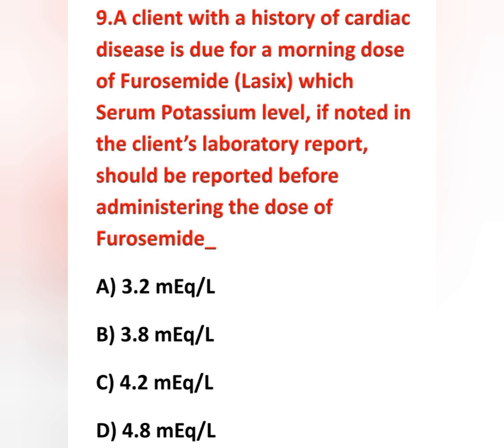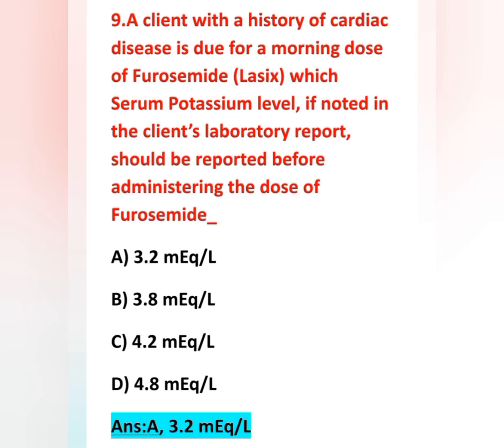Here our question is, a client with cardiac disease is taking furosemide. Before administering furosemide, which serum potassium level is reported to the physician by the nurse, and why is she reporting? The correct answer is option A, 3.2 milliequivalent per liter.